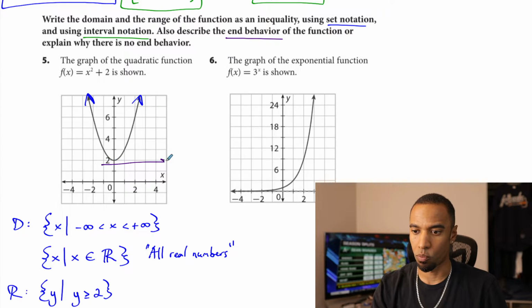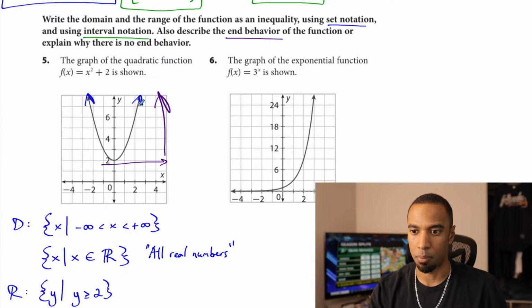So as we go forever right, we see these values going forever up. I'm looking at the graph right here.